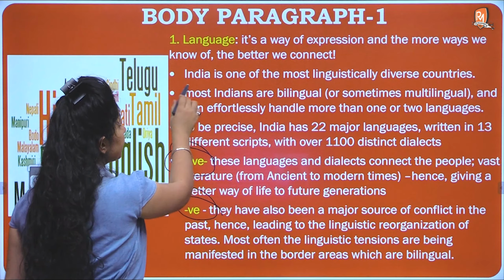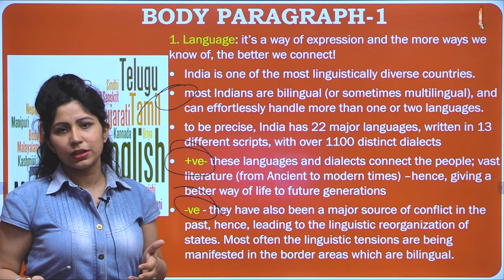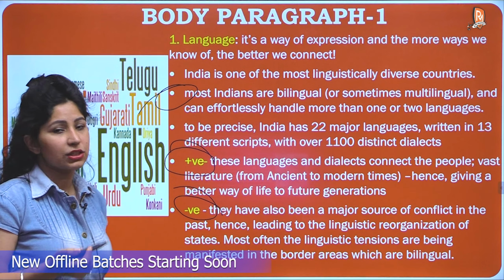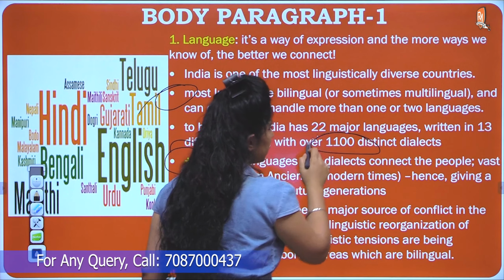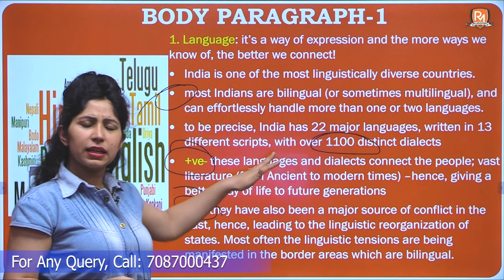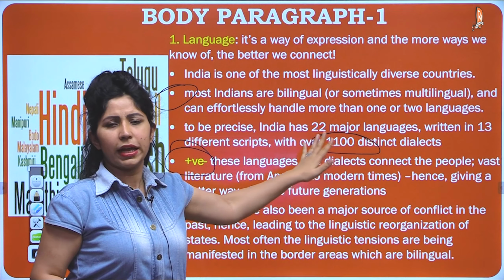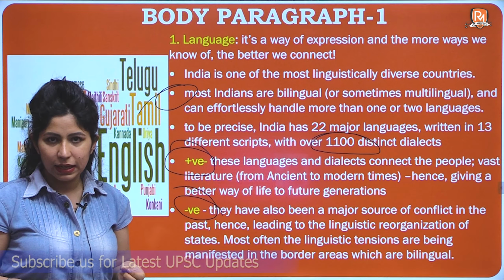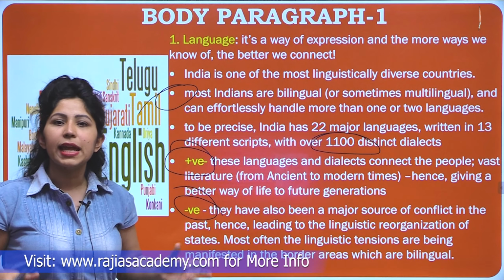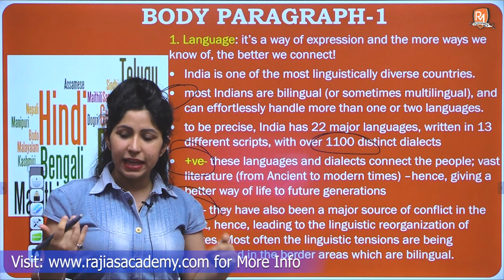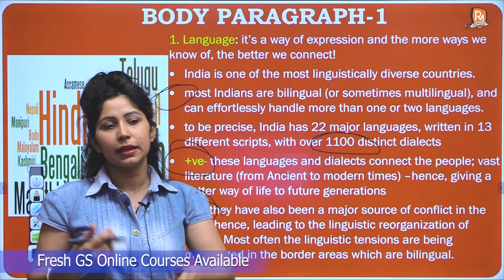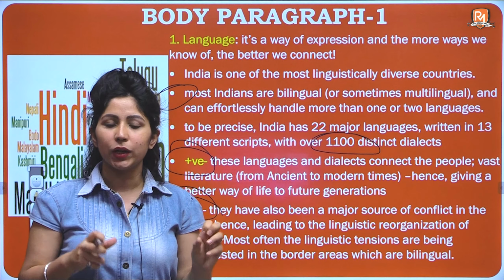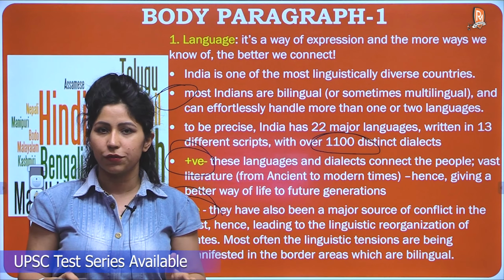And now you can give some data: to be precise, India has 22 major languages written in 13 different scripts with over 1100 distinct dialects. See, this is a questionable thing. According to the latest census, it is more than 1100. So you can use approximate data. The positive part about having so many languages is that they connect people, they connect different communities. Even when you've migrated from one place to another, you can directly connect to a person who speaks the same language as you do, and it also adds richness to the cultural diversity of India.